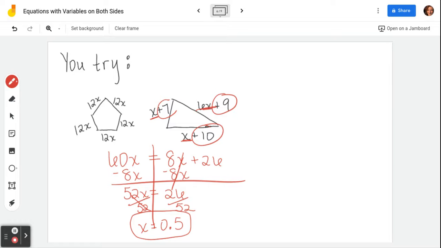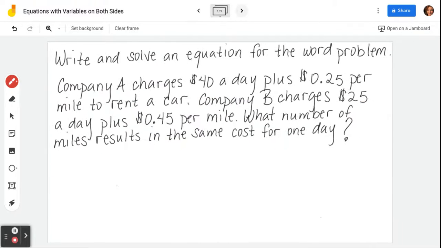You just missed the very last step. So super close. Okay, I want to do 2 word problems and then we'll be all done with this lesson. I want to write and solve an equation for this.